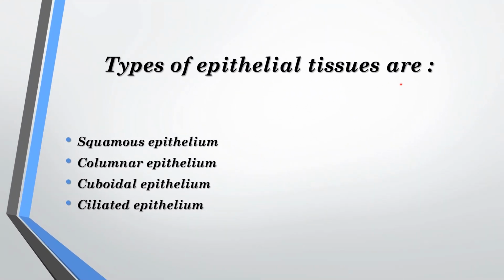Types of epithelial tissues. Epithelial tissues are of four types. They are squamous epithelium, columnar epithelium, cuboidal epithelium, and ciliated epithelium.